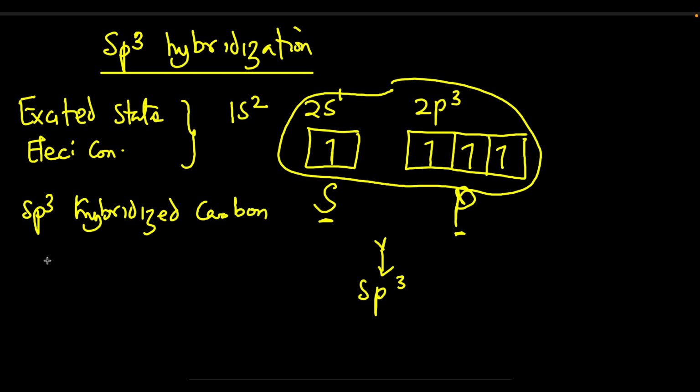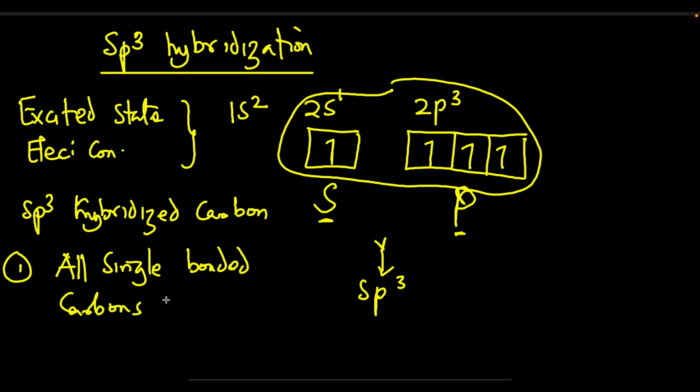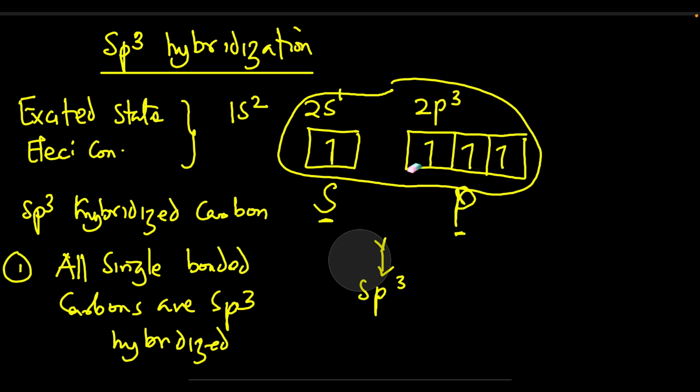Sp3 hybridized carbons are commonly found in, in fact, let's put it this way: all single bonded carbons are sp3 hybridized.